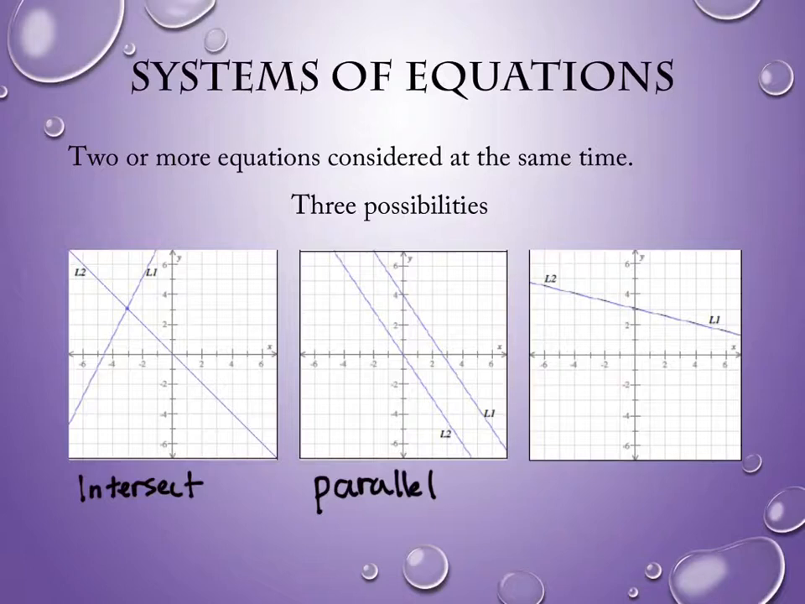And what's going on in the last picture? What do you have, Keely? They're on top of each other. That's a good way to describe it. Sometimes you'll hear it also called the same line. It's just two names for the same thing.